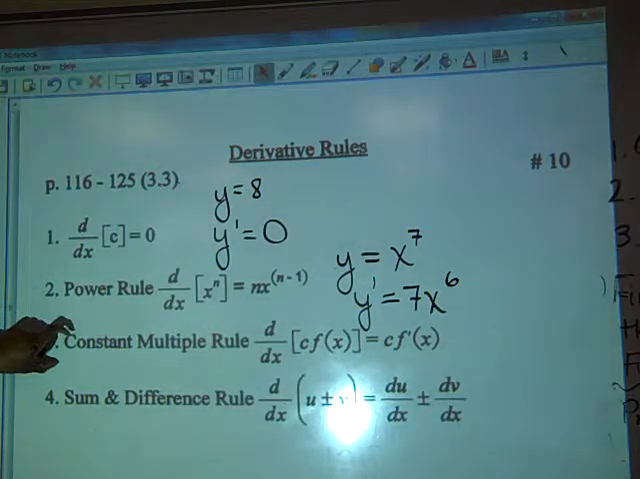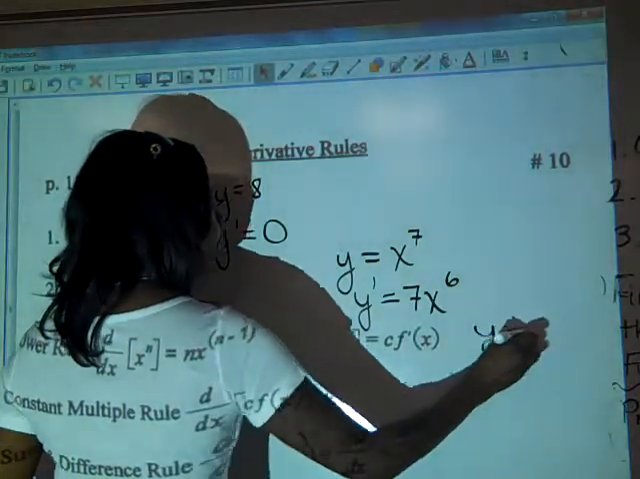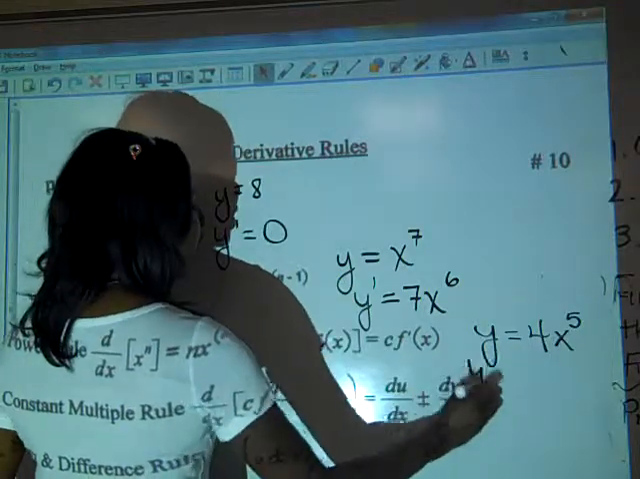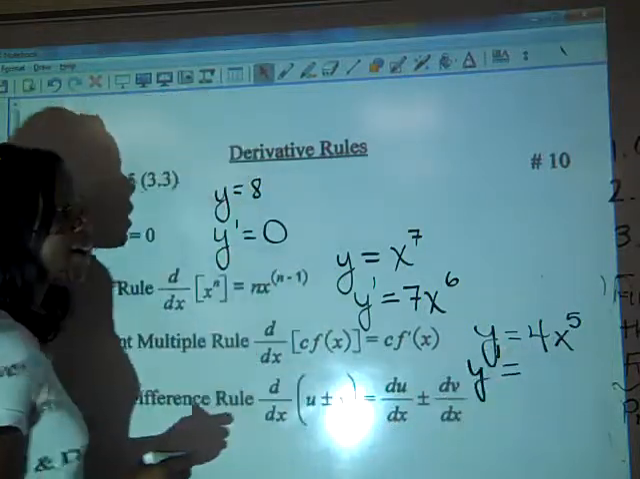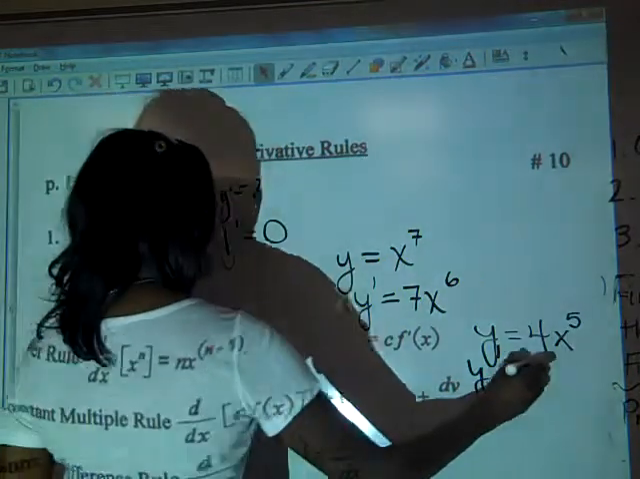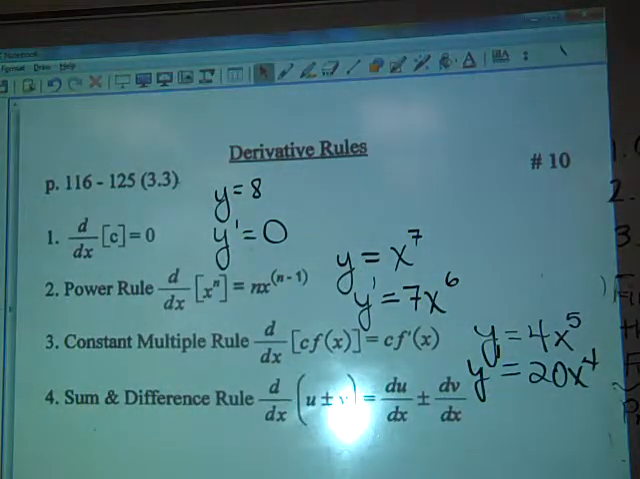The constant multiple rule applies when there is a constant already there. And we already did that. That just means you simply multiply by the constant that's already there. So what am I going to get? 20x to the 4th power. Are we good there? Yes.